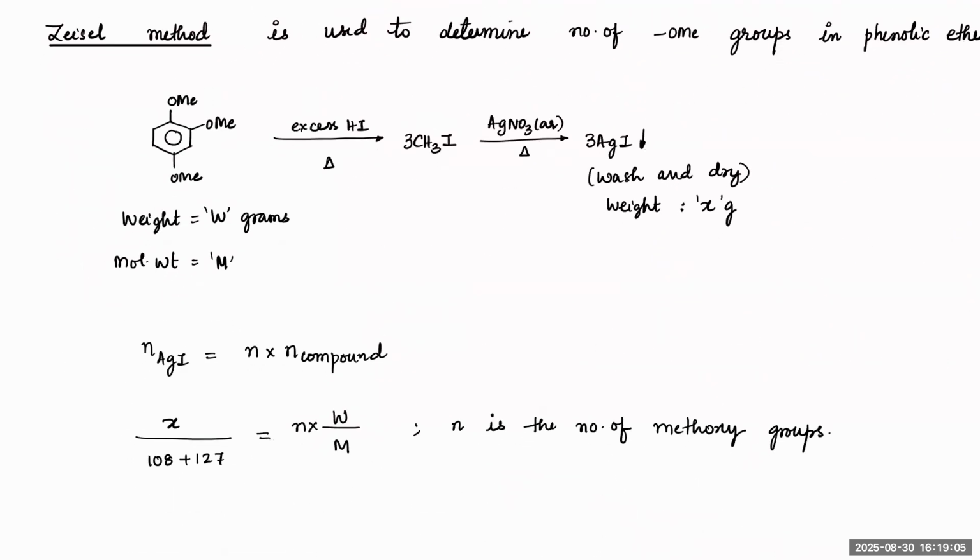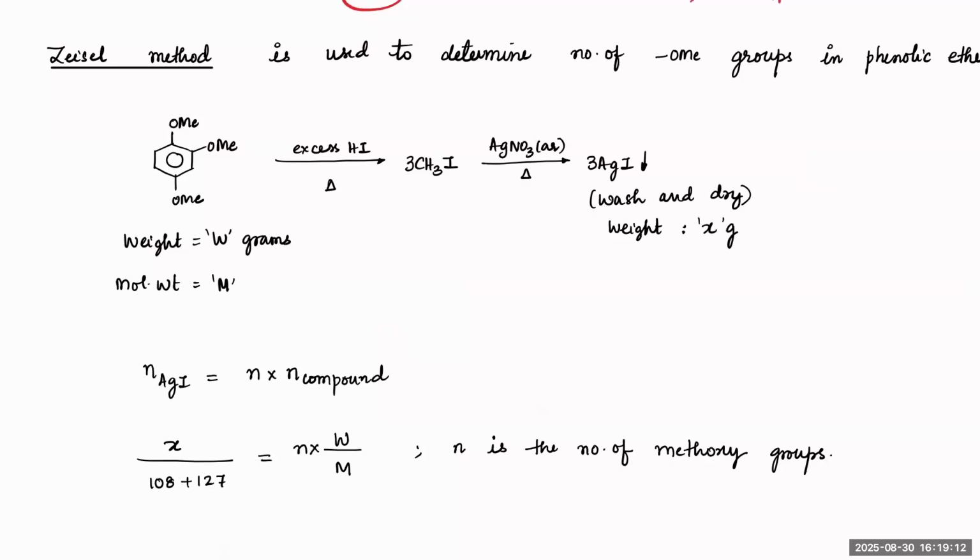See, last thing, we'll figure it out. This is the last part we'll discuss, and then we'll wind up. Zeisel's method. What is Zeisel's method? It is used to figure out how many methoxy groups are there on the phenolic ether. So first, let's say there are 3 methoxy groups, and I'm using excess of HI.